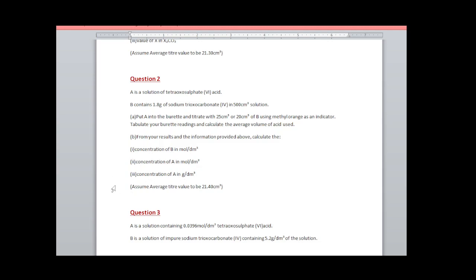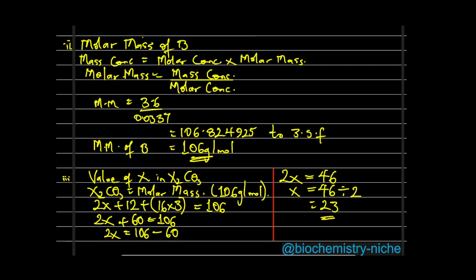So for this particular question, we are assuming our average titre value to be 21.40 centimeter cube. That is what we'll be using. So let us go to answering question 2 now.